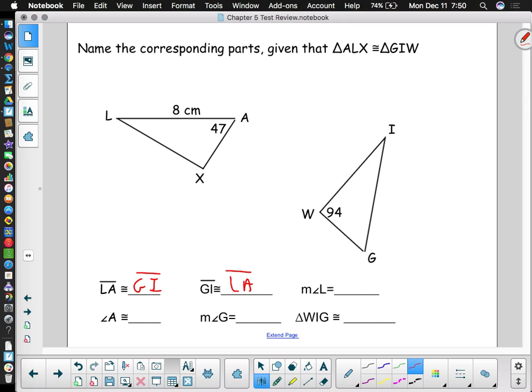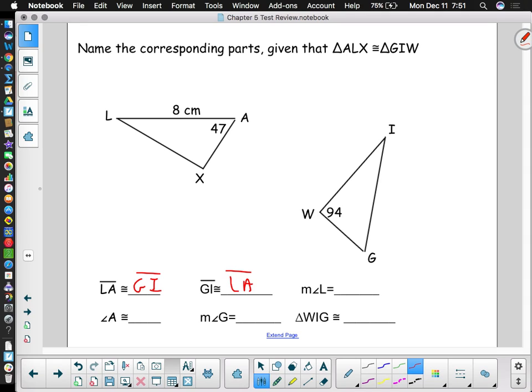M angle L. So am I going to look for the, and what does this mean? I'm actually looking for the actual measure of angle L, right? I want a number. What's the measure of angle L going to have to be? Well, I don't know. It's not given up there, is it? Ooh. What does angle L correspond to? I. Oh, that one's not given either. Uh-oh.